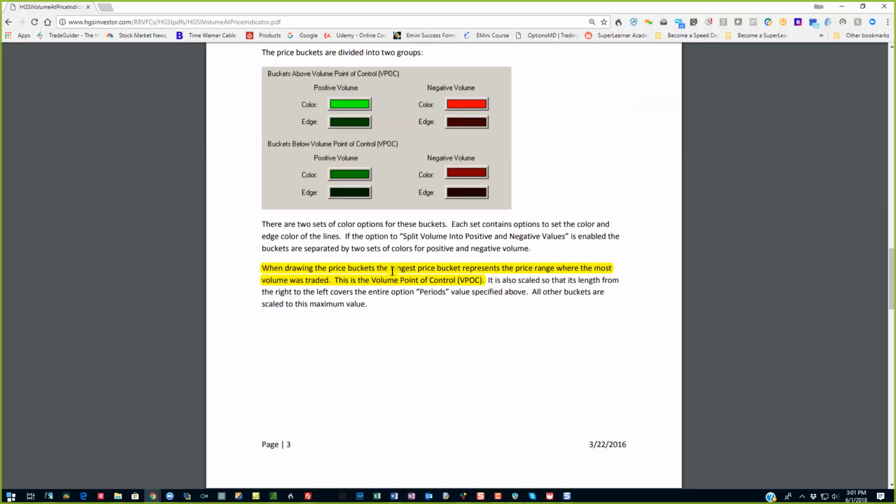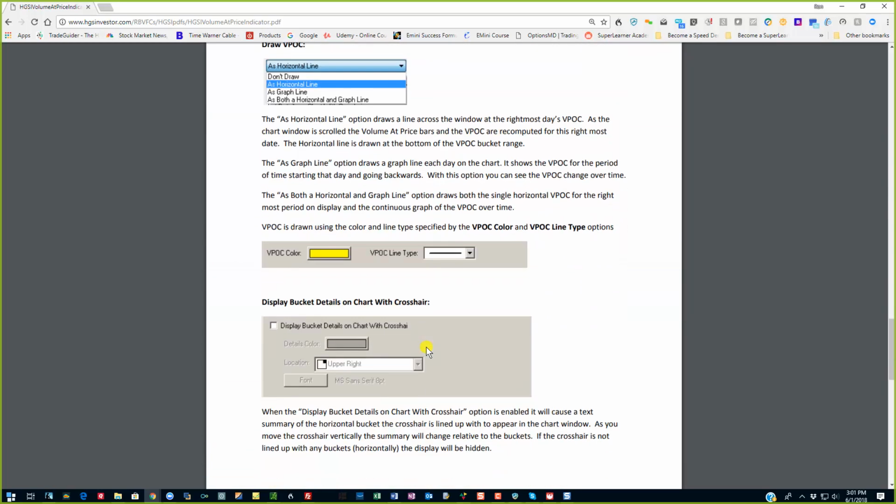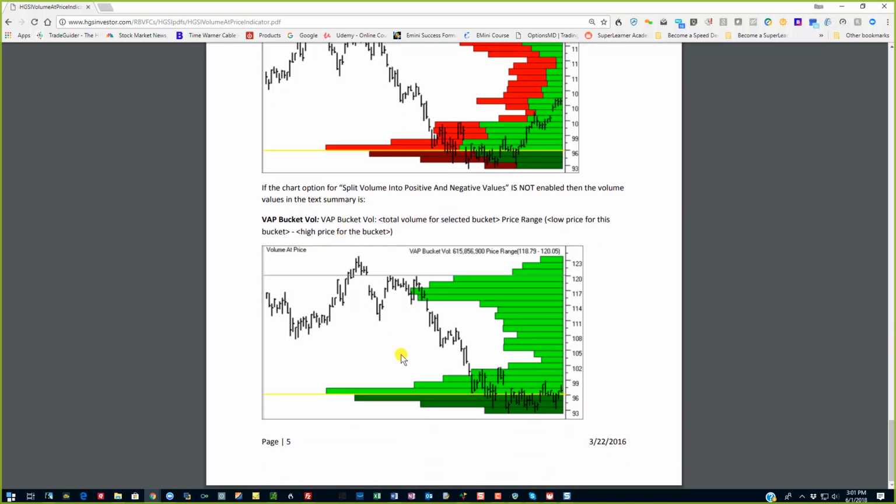When drawing the price buckets, the longest price bucket represents the price where most of the volume was traded. This is the volume point of control. That's just where most of the volume was traded. And on this chart, that would be right here, because you can see all the activity was in here. This was an accumulation area in this chart. A lot of buying, because you can see that based upon the histogram.